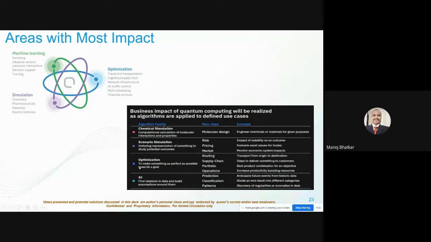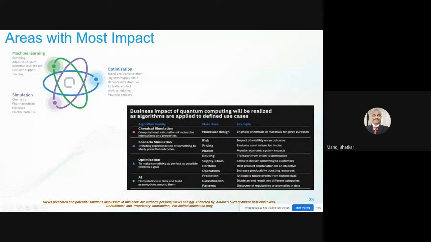And scenario simulation, imitating a representation of something, study, risk management, fraud detection, pricing, how the markets will behave, all those scenarios. If I am an insurance company, I can simulate behavior and what will happen, what kind of natural disasters are going to come, based on the enormous set of past data, because that is what the processing power tells me, right?